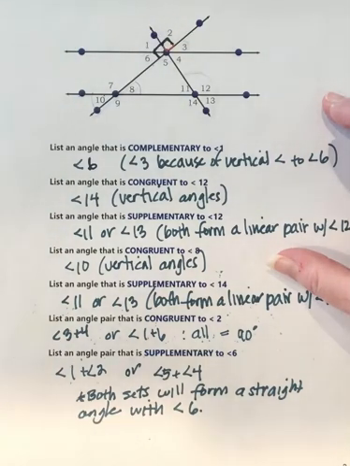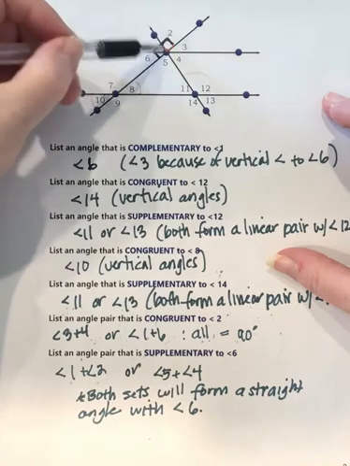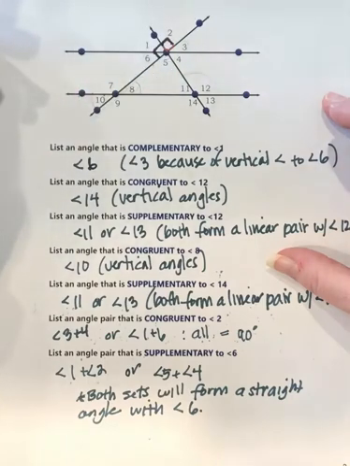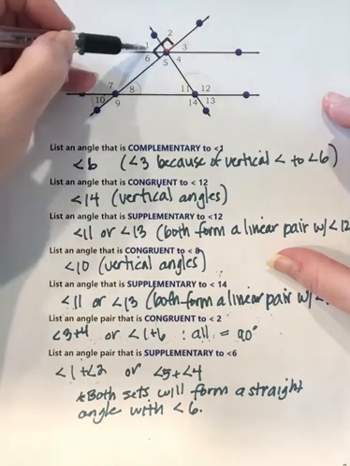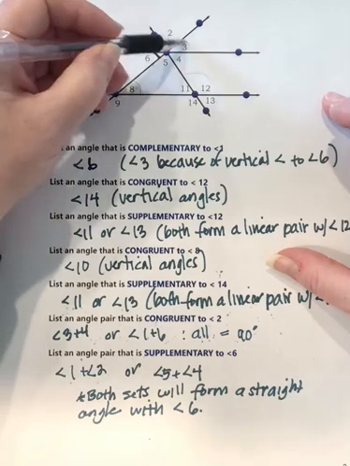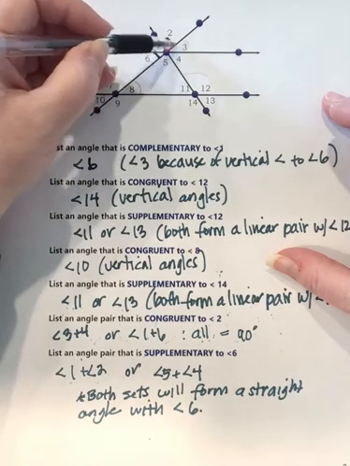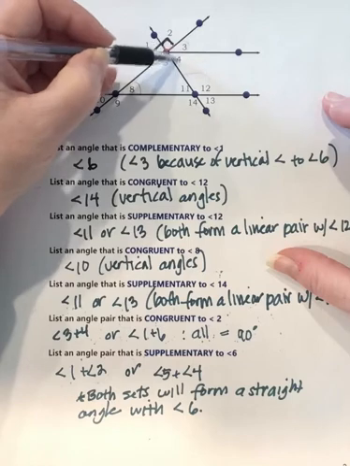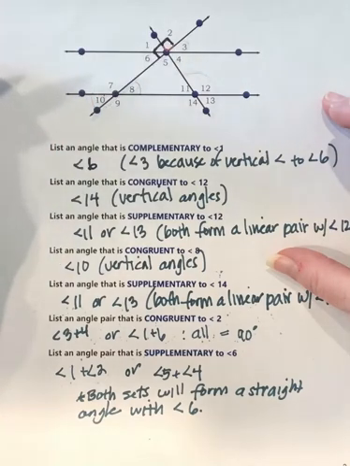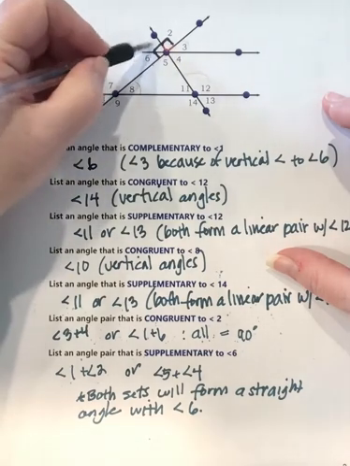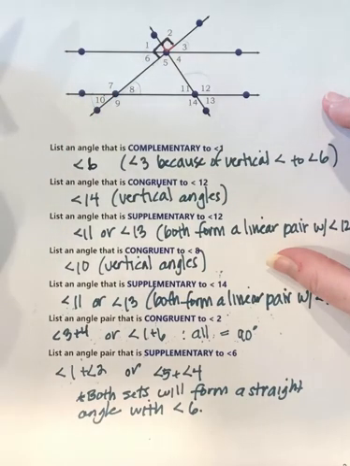An angle pair that is congruent to angle 2. So this is just a little bit more complicated. Angle 2 is 90 degrees. So an angle pair that would also be 90 degrees is right here, angle 3 plus 4. If I added these two angles together, I would get another 90 degrees. 1 plus 6 also equals that 90 degrees.